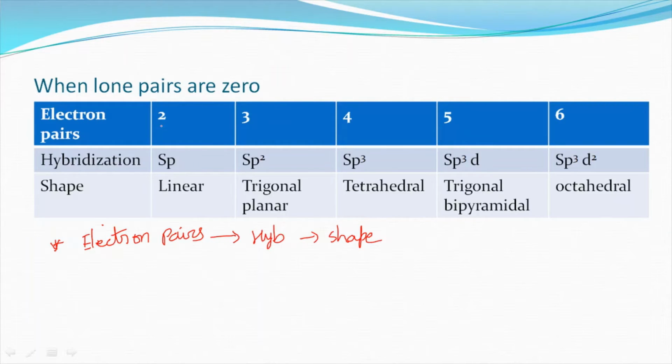If number of electron pairs is 2, that means one s orbital and one p orbital are involved in hybridization. So the hybridization will be sp. What is the shape? Linear. Coming to the number of electron pairs 3: one s orbital, 2 p orbitals. So hybridization is sp2 and trigonal planar. Number of electron pairs 4, sp3 hybridization, and the shape is tetrahedral. 5 means sp3d, trigonal bipyramidal. So 6, it will be sp3d2, octahedral shape. If you know the table, within no time you can easily solve the questions.